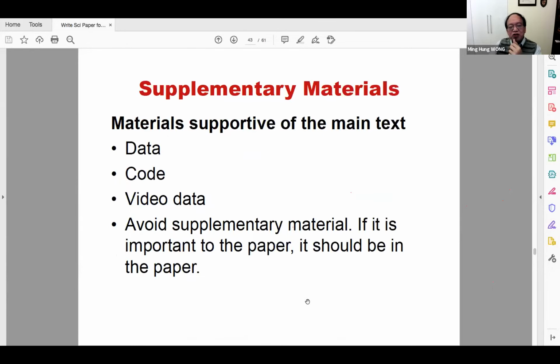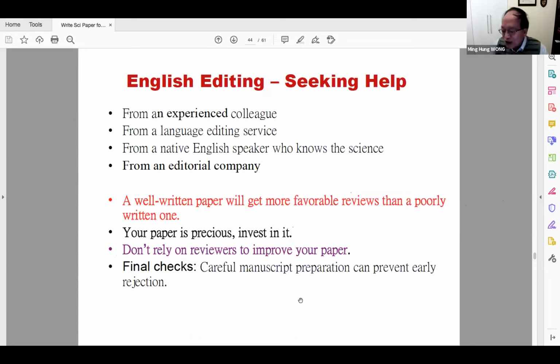Supplementary materials. English editing is important. Now, English is not my native language. I'm sure you have learned it by now. But we do have a bit of funds from the university and try to improve the English before your submission. I think this is kind of an investment. I think it's worth investing in this because it will tap into your future career. So a careful manuscript preparation can prevent early rejection. I think this is very important.